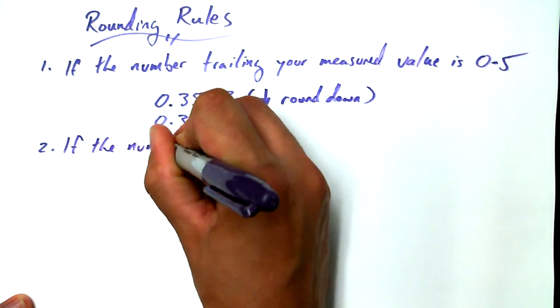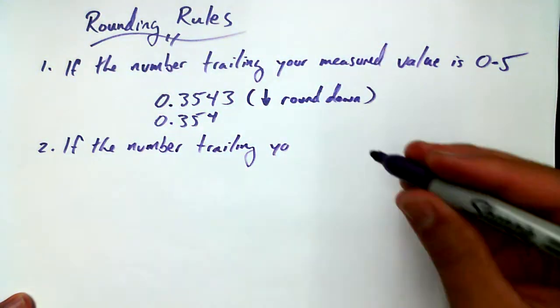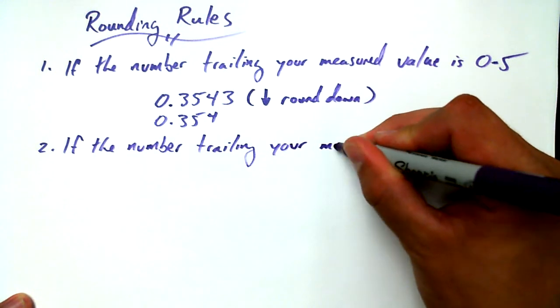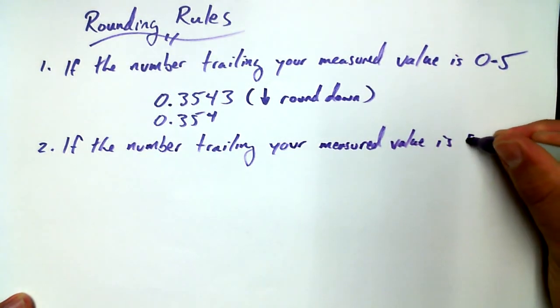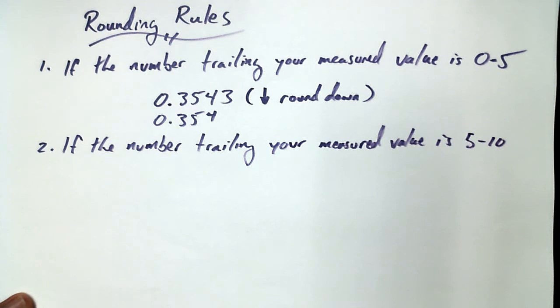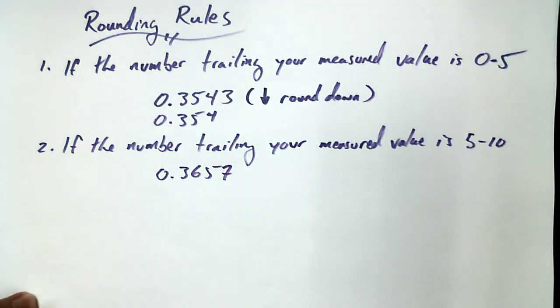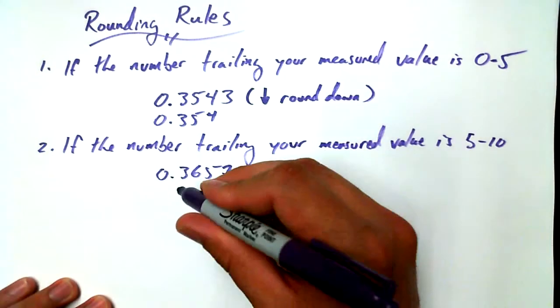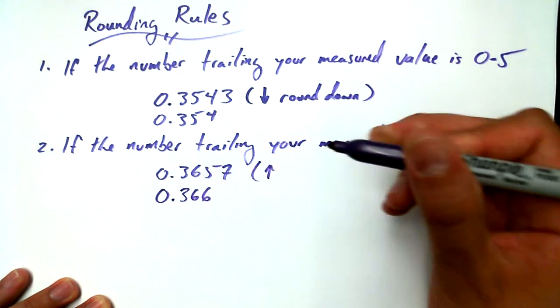And then the other half of this rule is that if the number trailing your measured value is between the 5 and the 10, we'll call it 10, we know it's not really 10, but you know what I mean, in that range, okay? If it's a value between 5 and 10, just shy of 10. So for example, 0.3657, and again, let's round it off to 3 decimal places. How would I round this? What would the rounded value be to 3 decimal places? Yes, sir? So it's going to round up, and what's it going to round to? 366. You got it. 366. So the rule is round up when you're between 5 and 10.